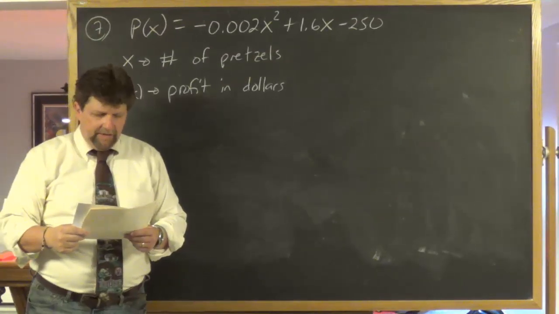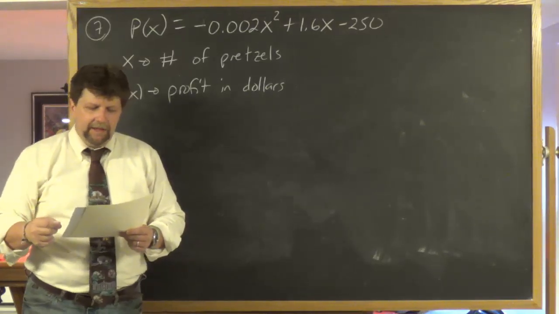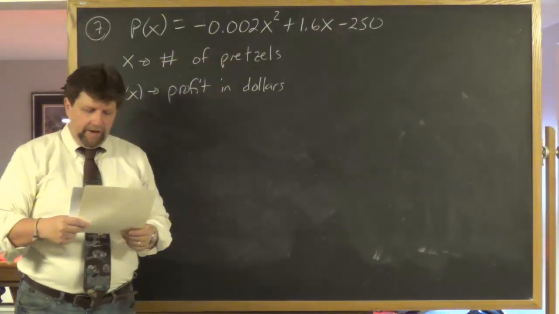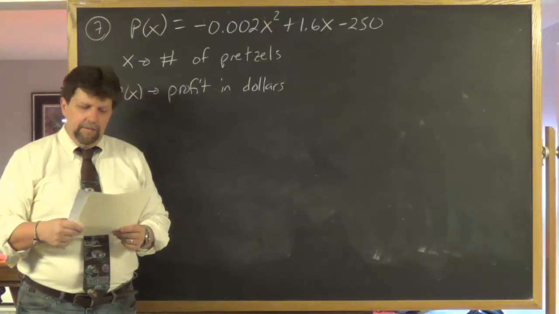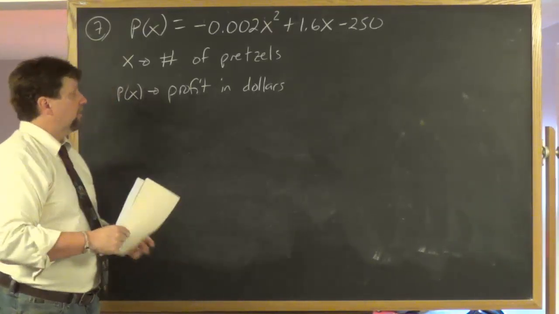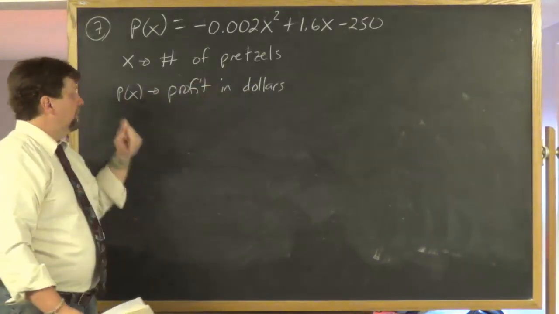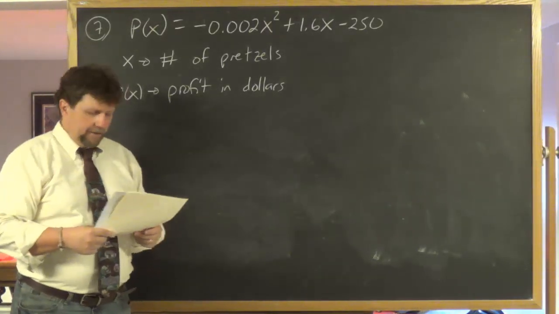Alright, here in number 7 I tell you that the daily profit that a vendor receives from selling X pretzels is given by that quadratic function. In that quadratic function, X represents the number of pretzels baked and sold each day. So X is the number of pretzels baked and sold each day. And P of X is the daily profit in dollars.